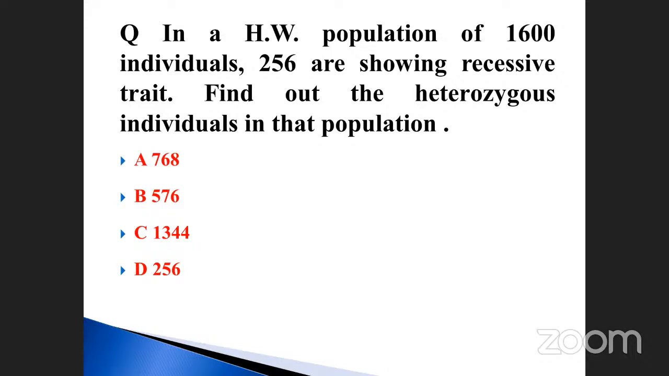256 are recessive. Recessive means what? Just to apply the Hardy-Weinberg law: P squared plus 2PQ plus Q squared is equal to 1. The Q squared is 256, isn't it? Recessive is 256. So 256 divided by 1,600 into 100, you will get it. What is that? 16% you will get it.